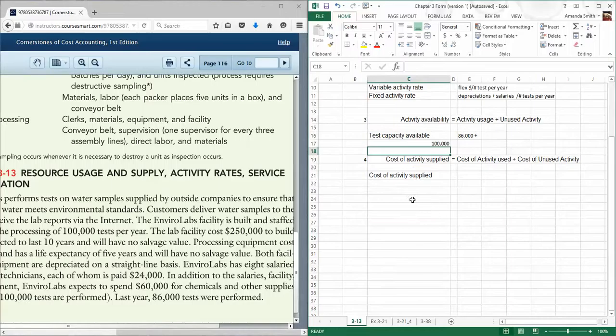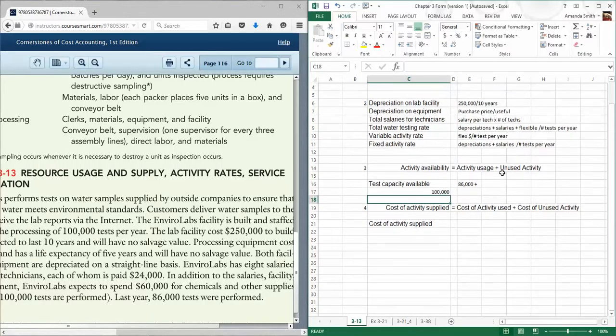And then for the last part, you have the cost of activity supplied, so you're going to have the cost of activity used, and then the costs of 14,000 tests. This is where you're going to have to use the information from part 2 to answer. So they're going to have the costs of 86,000 tests added to the cost of 14,000 tests. So the formulas are going to be a little different.